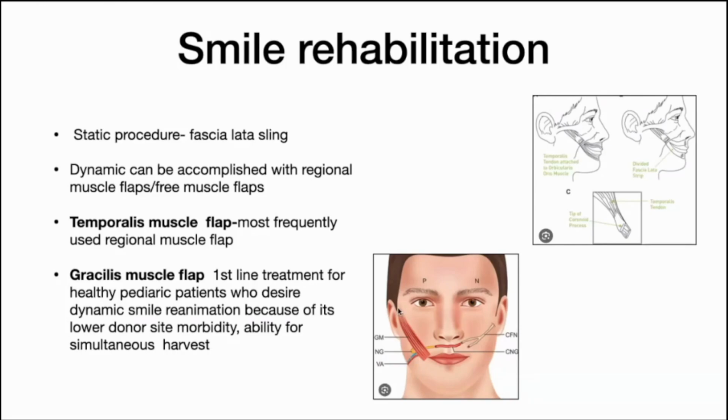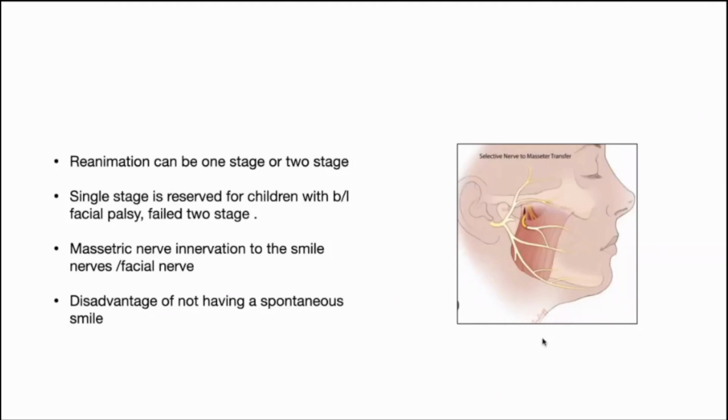So this gives a dynamic smile. This is the dynamic procedure, it gives a dynamic smile. The only problem with this is that it has two nerve anastomoses. So there are all chances that it could fail, because the nerve has to grow along these two anastomoses.